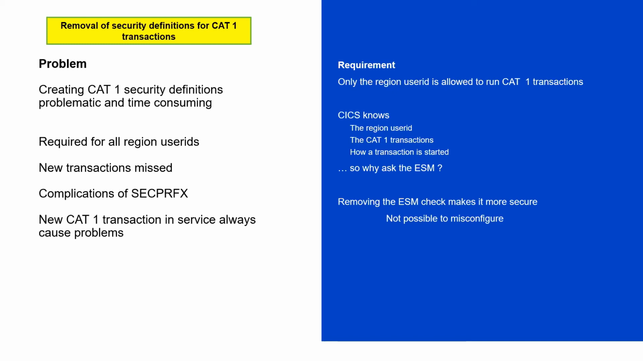So why are we asking the ESM when we know all the information ourselves? It's not really a security check. So we've actually removed in the open beta the need for category 1 transactions. We make the check internally within CICS. And by doing this, we've actually made it more secure because it's not possible to misconfigure things anymore, because we've got all the information ourselves. And so we can do the security check internally.